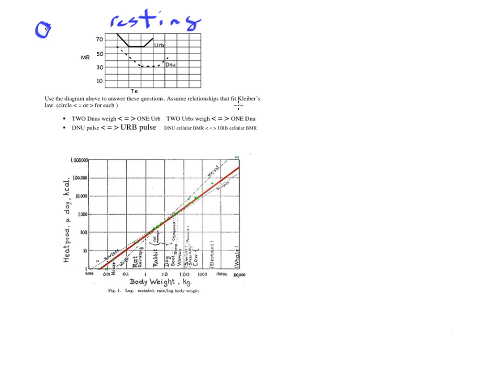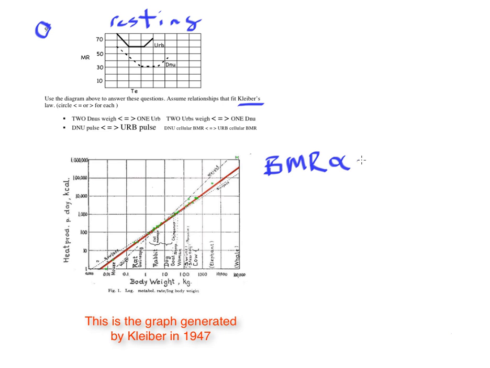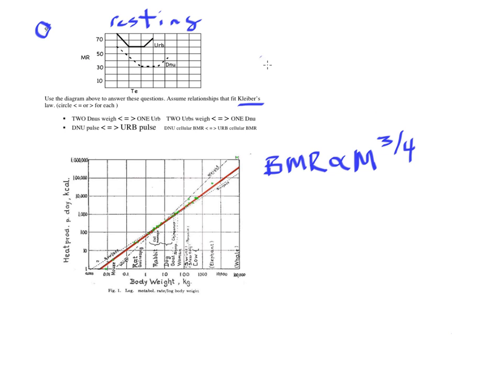It says that Kleiber's law is going to be important. And remember that Kleiber's law states that the basal metabolic rate of animals is proportional to their mass to the 3/4 power. So we've got metabolic rate on the y-axis here. We have to pull the basal metabolic rates of these creatures from it.